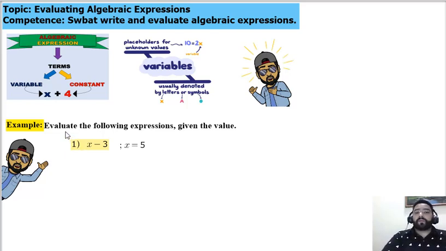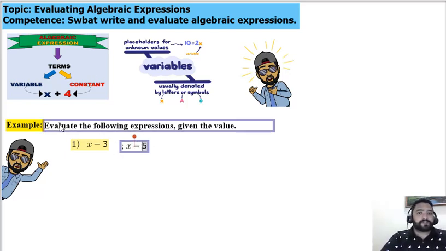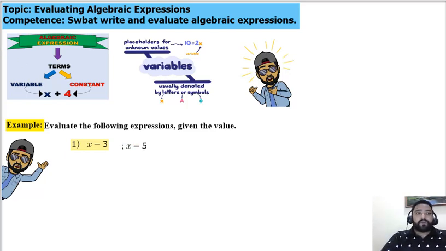For example, here we have: evaluate the following expressions given the value. Remember, as you already know, the value of a variable can change. So it's not a specific value, but sometimes we're going to assign a value for the variable. In this case, we have the expression x minus 3, and we're going to give a value of x equals 5. If you want to evaluate the expression as the instructions say, what do you have to do? You need to replace the x by 5. So this expression will be 5 minus 3.